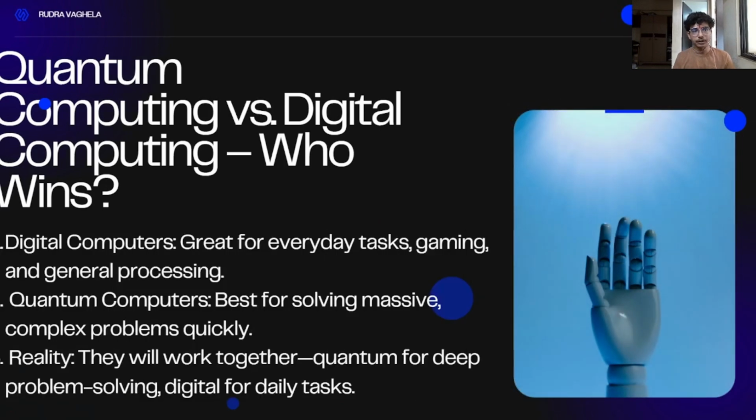Quantum computing versus digital computing. Who wins? Digital computers are great for everyday tasks, gaming, and general processing. Quantum computers are best for solving massive and complex problems quickly. Reality: they will work together. Quantum for deep problem solving and digital for daily tasks.